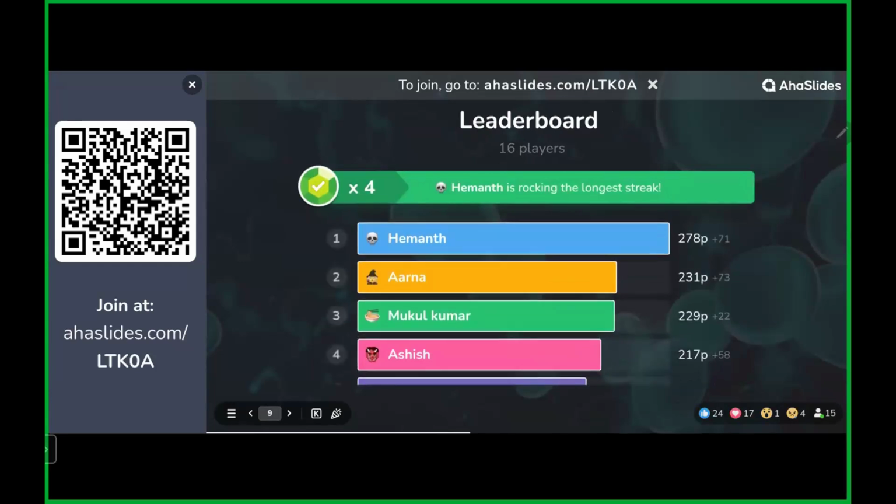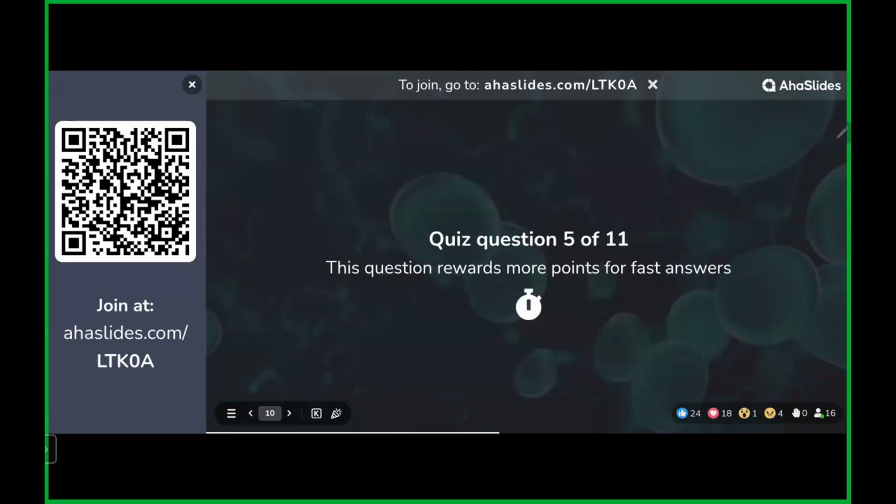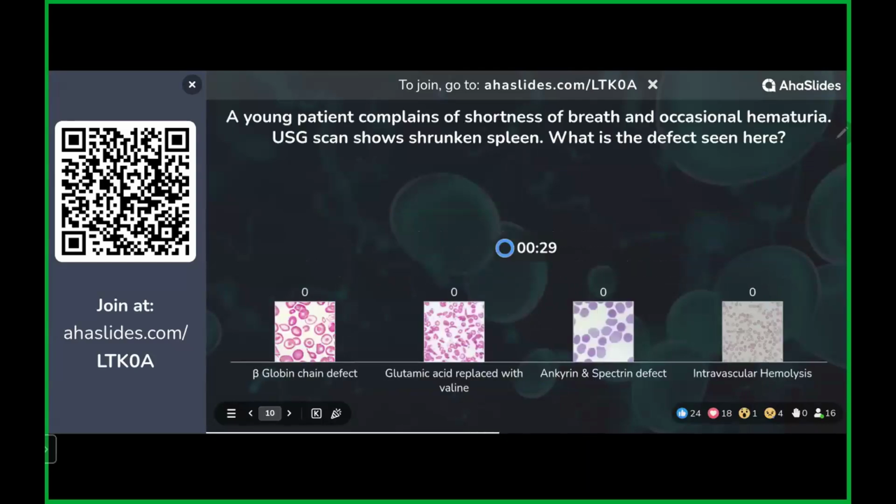Who is it now? Oh, Hemant. Hemant is at top position, followed by Arna at second, Mukul Kumar at third. And sir, can you notice Hemant is going on a streak, 4 questions in a row. Wow, that's very impressive. I think Hemant has a solid base. He's the only person with a four streak right now. Nice. What is going to be the fifth question?